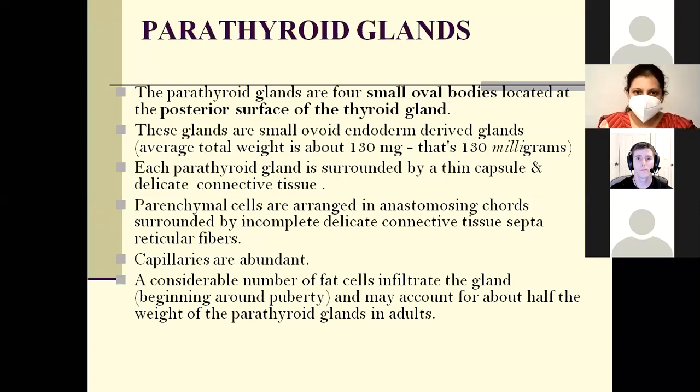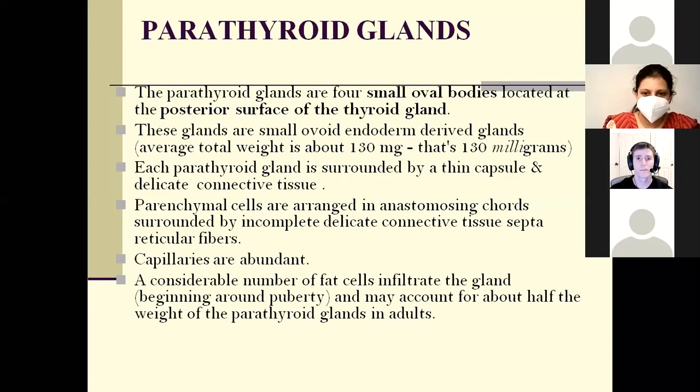So now let's move towards the parathyroid glands. The parathyroid glands are four small oval bodies located at the posterior surface of the thyroid gland. These glands are small, ovoid, again endoderm-derived glands, and each parathyroid gland is surrounded again by a thin capsule and delicate connective tissue. Parenchymal cells are arranged in anastomosing cords.